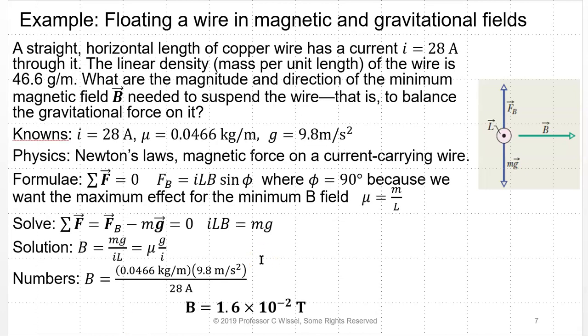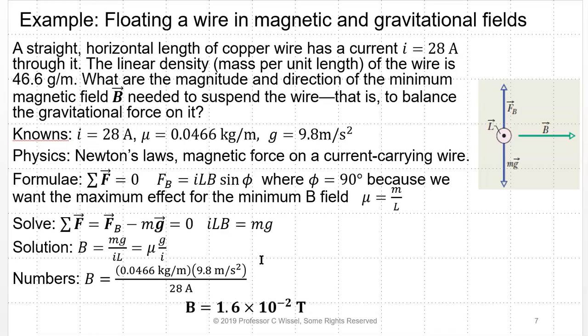Okay, so we write down the knowns. The current is 28 amps. The mu is 0.0466 kilograms per meter, and g is 9.8 meters per second squared. Now, of course, notice you convert everything to SI units. And by the way, you should always convert stuff to SI units, because if you don't, your test grades are going to be bad, your homework grades are going to be bad. It's not a good idea to skip the SI unit conversion.